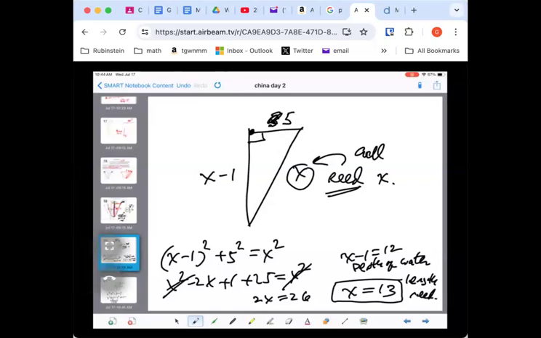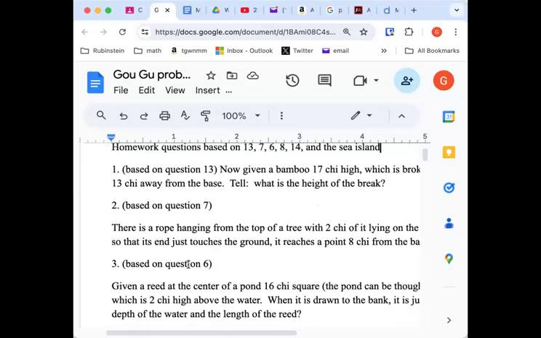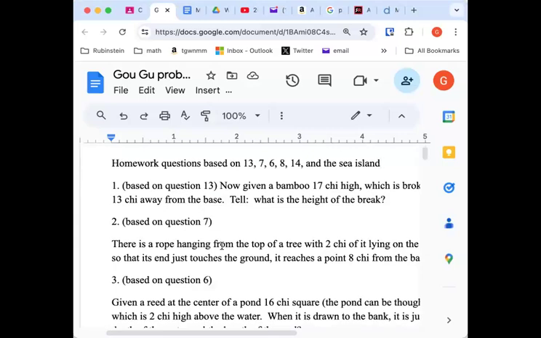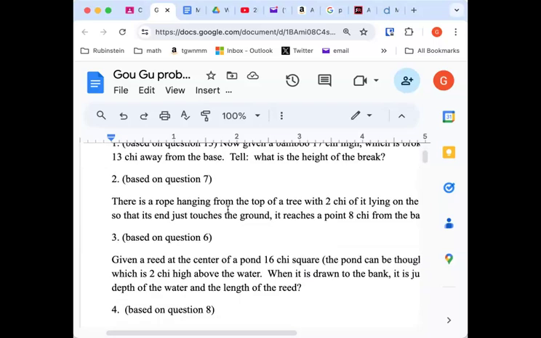Okay, I'm back. Yeah, the hypotenuse would still be the reed, it never broke. It was just that I did reference the questions for homework. If you look at the homework assignment, it says question 1 is based on number 13, question 2 is based on number 7, question 3 is based on, oh, I'm calling these based on what they're called in the 9 chapters, but I'm just doing them in order. So question 3 is another reed question.